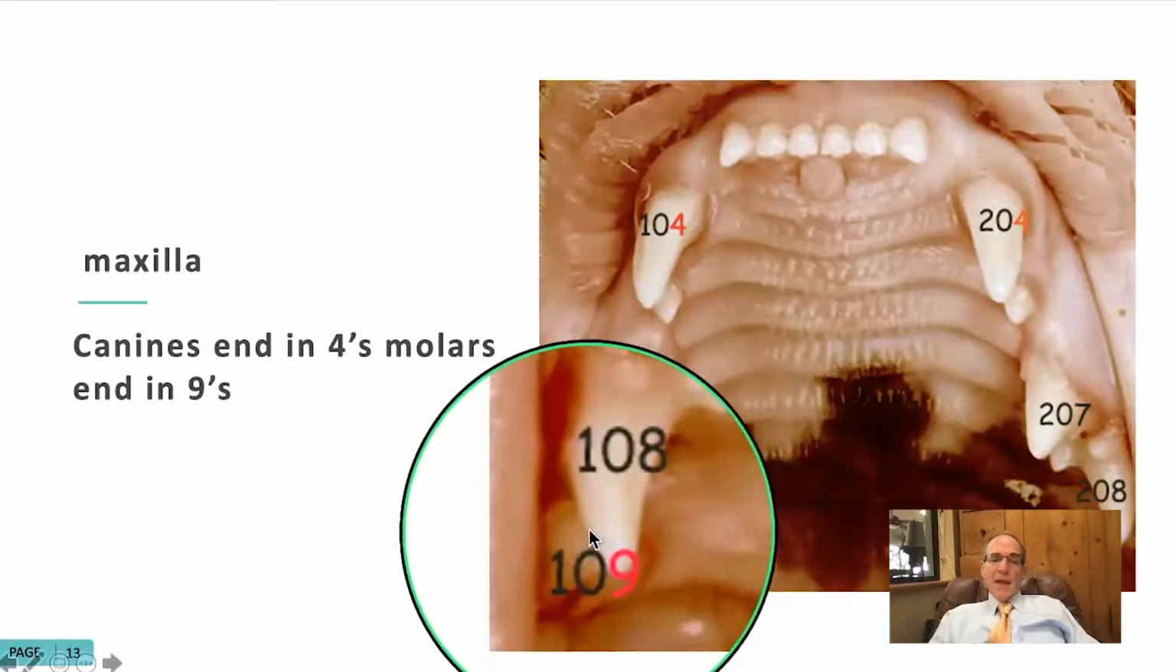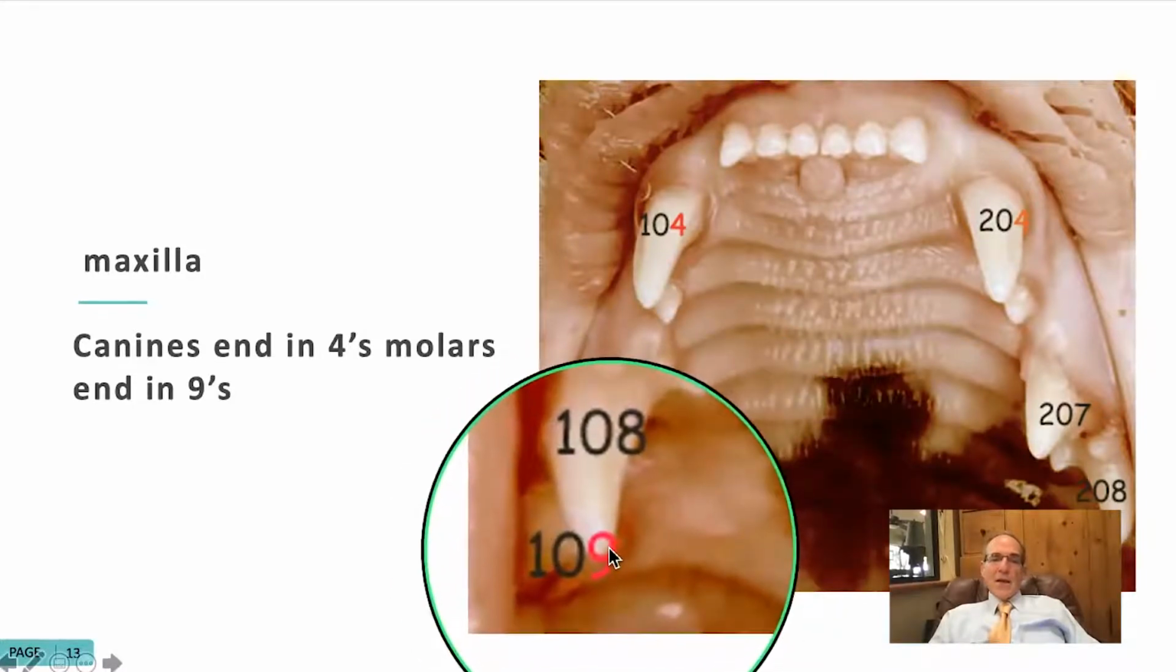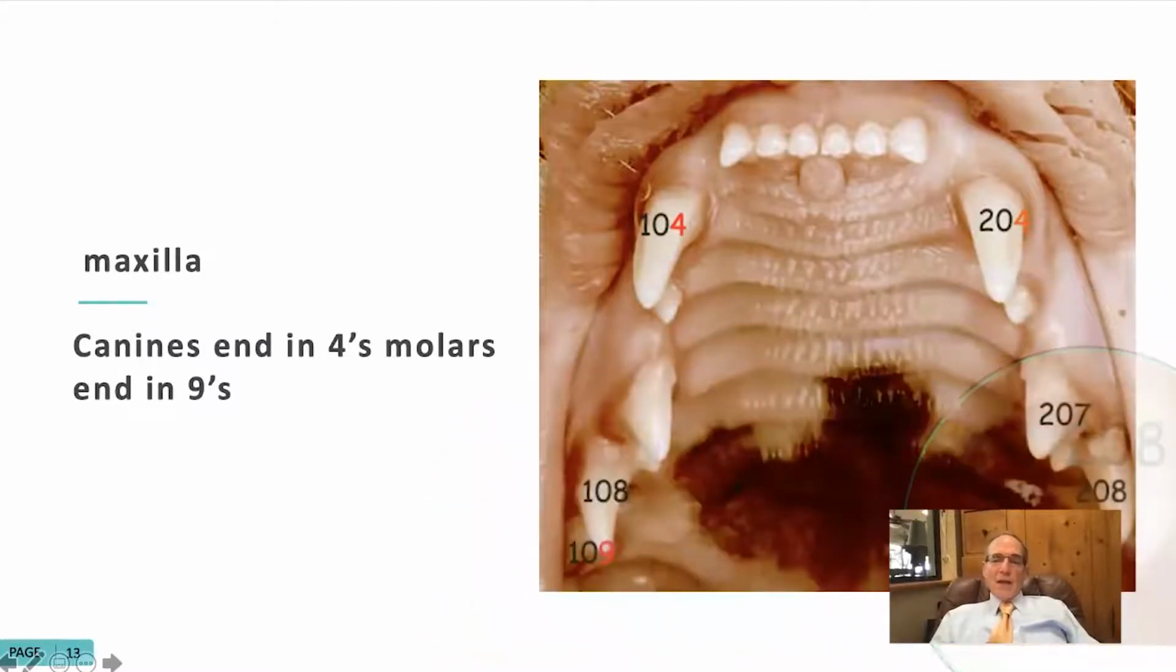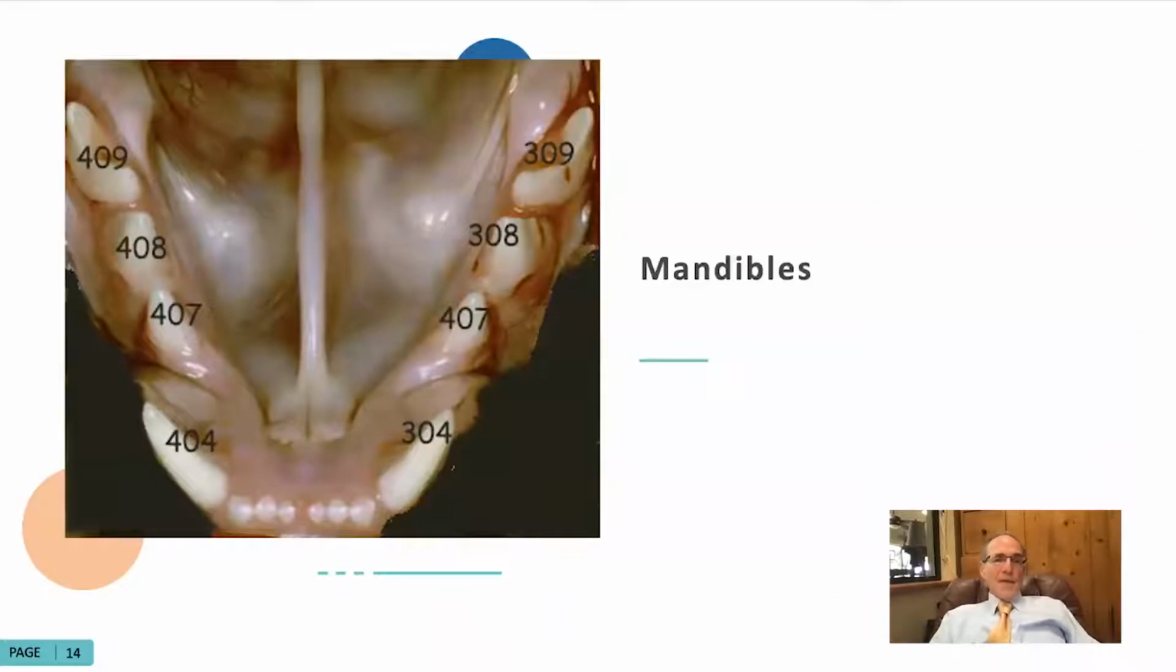Your molars end in 9. So the right maxillary molar is 109, the left maxillary molar is 209. And then you can see the mandibles. So the tooth behind the 404s and the 304s, the tooth behind the canines ends in a 7, which is a little confusing because you would think it'd be 304, 305, 306, but no, because there isn't any 1st and 2nd premolar, it skips to the 7s. So after 304 comes 407.